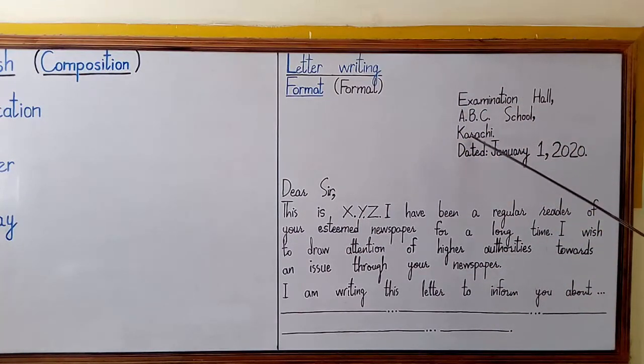Starting from the right hand side, from the half of the page, you have to calculate the half of the page of your register, and then you have to start the address of the sender or the writer and the date. So you can see here on the board, starting from the half of the page and from the right hand side: Examination Hall, A.B.C. School, Karachi. Dated January 1, 2020.